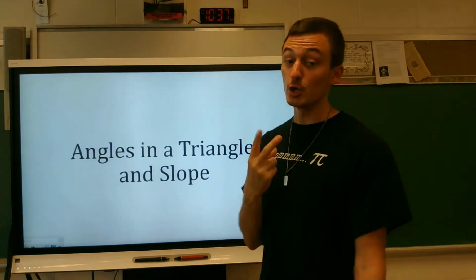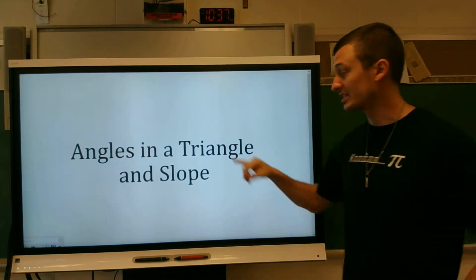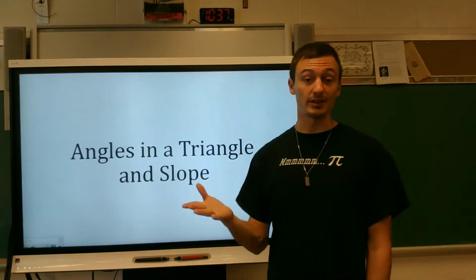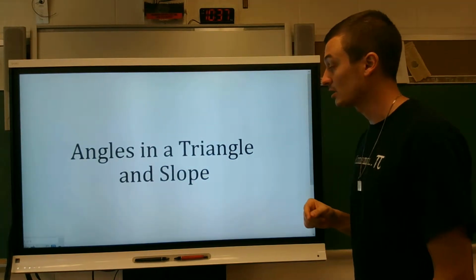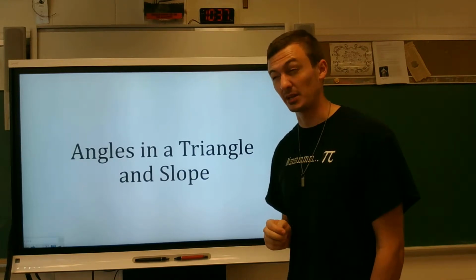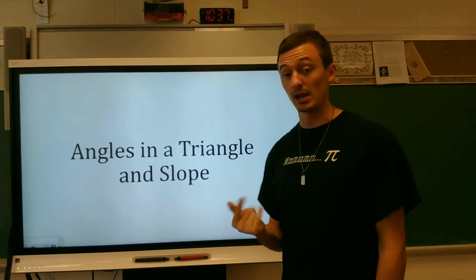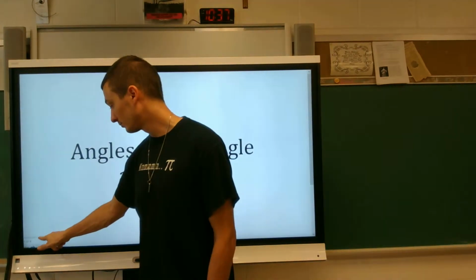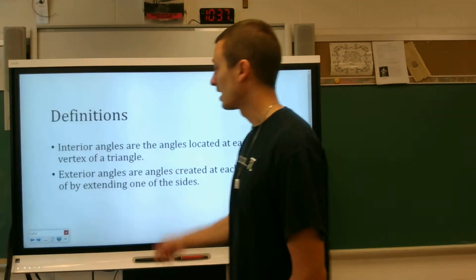Today we're going to talk about two things, one of which is the angles in a triangle, specifically the sum of them, and the other is the slope of lines, specifically parallel and perpendicular lines, and how they're related. So let's just dive right into this.